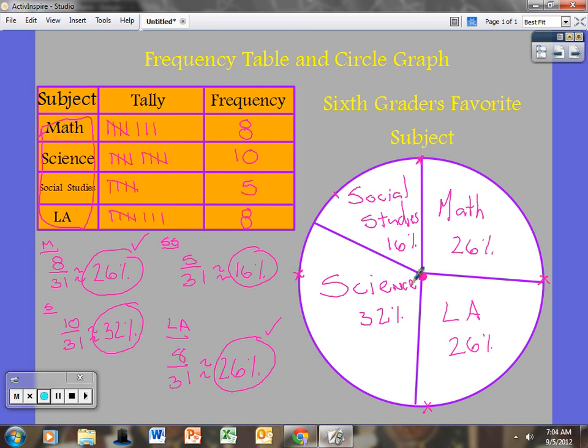So hopefully that helps you out with using information on a frequency table, converting it to percents, and then putting those percents onto a circle graph.